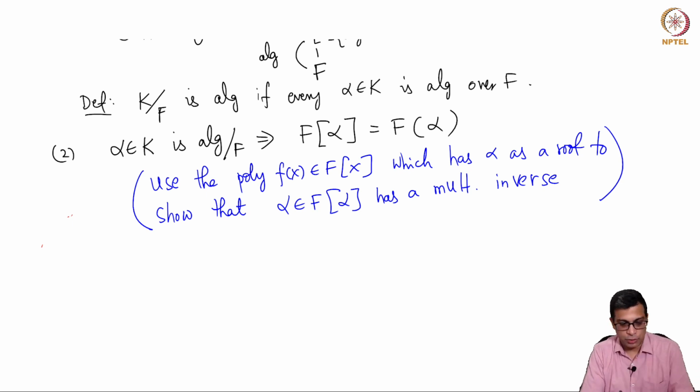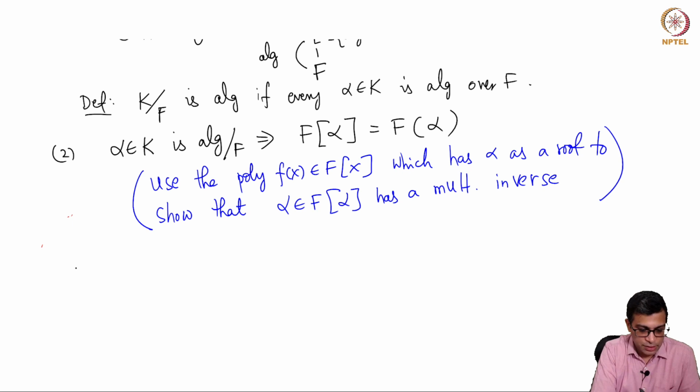Okay, so now some other things, these are not facts really, but I'm introducing new things to you. So suppose alpha in K is algebraic over F.